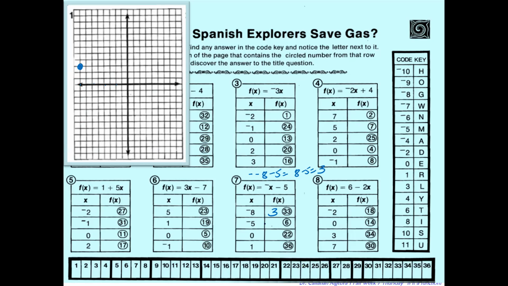When x is a negative 5, you have a negative 5, which is a positive 5, minus 5 is a 0. So at negative 5, it is 0. When 0 is for x, you have 0 minus 5, which is a negative 5. When it's negative 1, negative 1 minus 5, which is a negative 6. Connect your dots, and that is your graph.